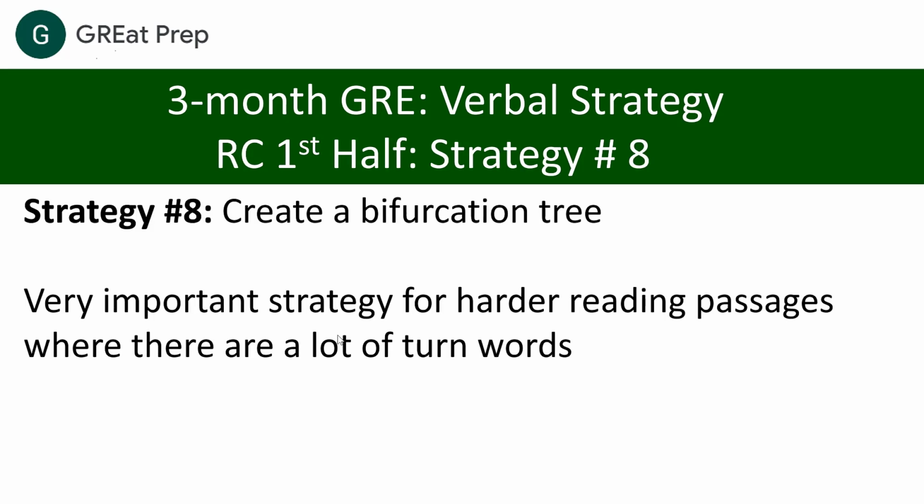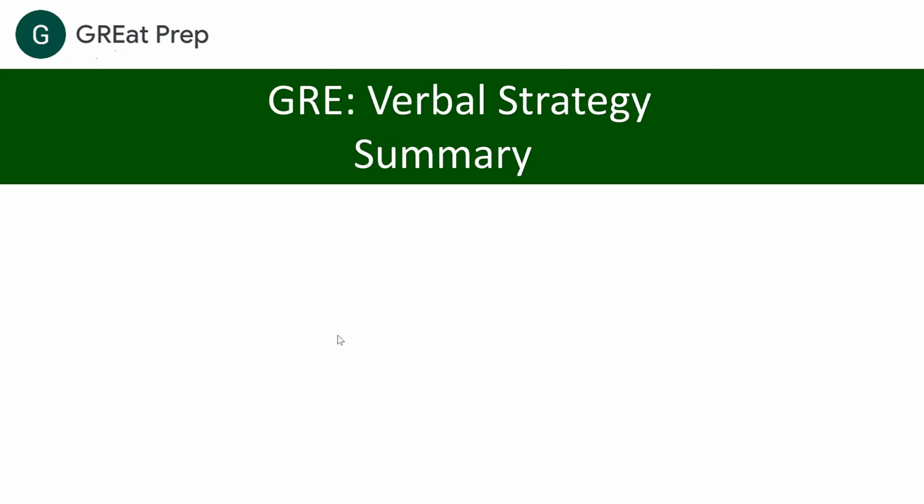Strategy 8. I had alluded to strategy 8 previously when I talked about continuation words and turn words. Strategy 8 is really powerful, and the basic idea is to create a bifurcation tree. What I have found is that on reading comprehension strategies, you will find that when there are a lot of turns, the GRE can really trip you up. And having a bifurcation tree can help you keep track of the road as you travel, knowing where the turns are and where there is a smooth continuity of traffic. This is a very key strategy for harder reading passages where there are a lot of turn words.